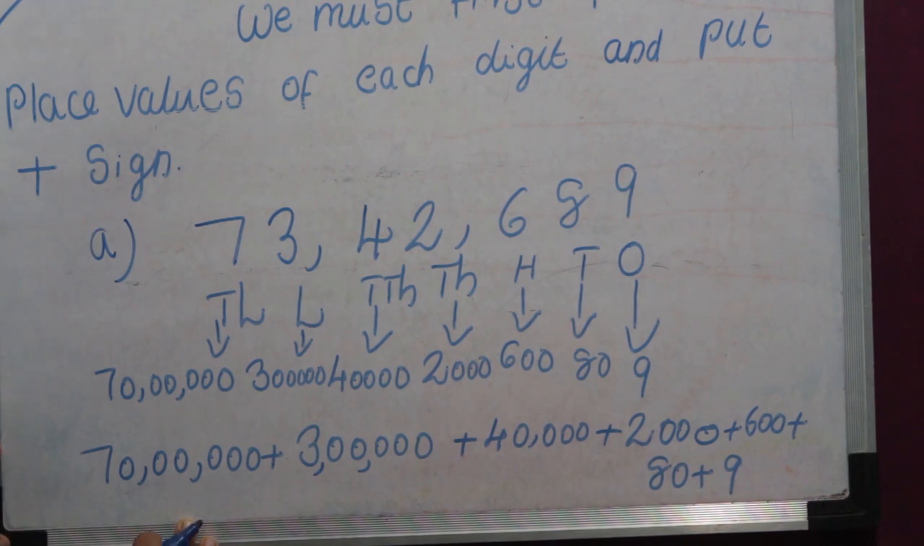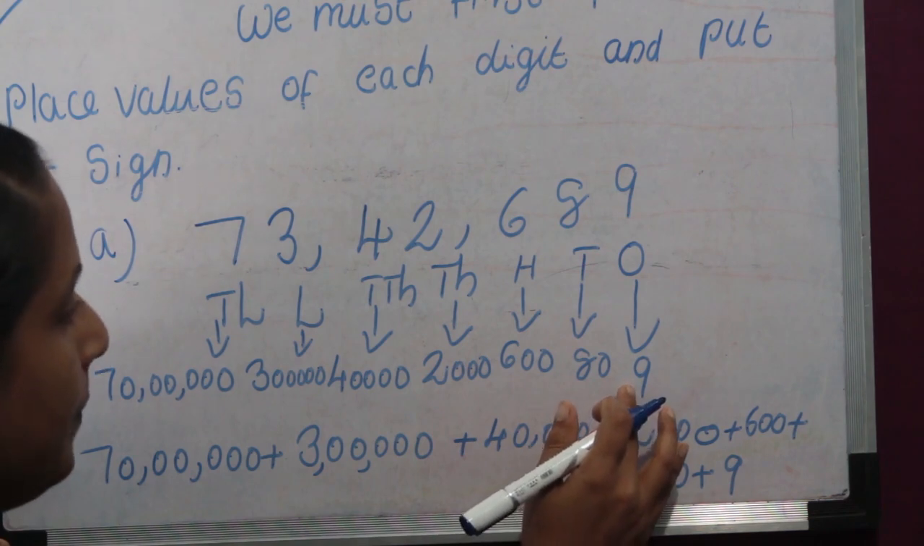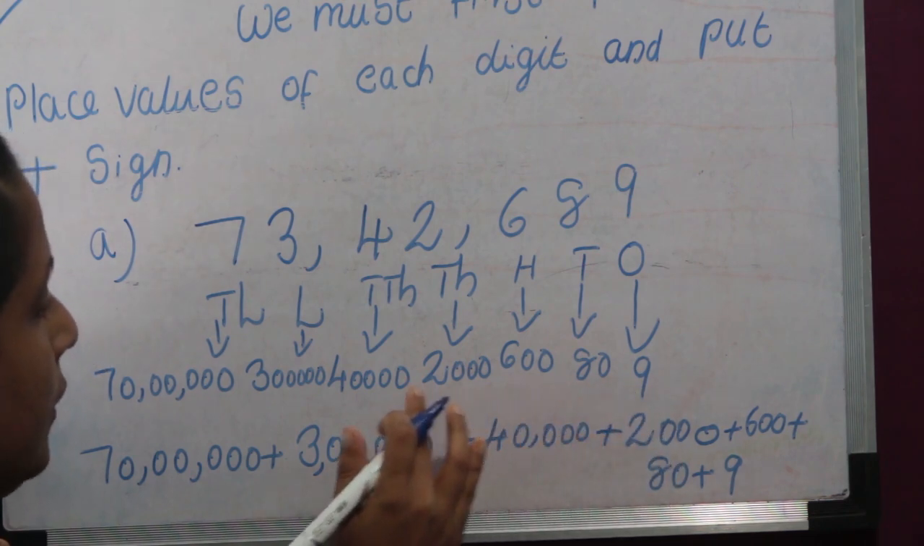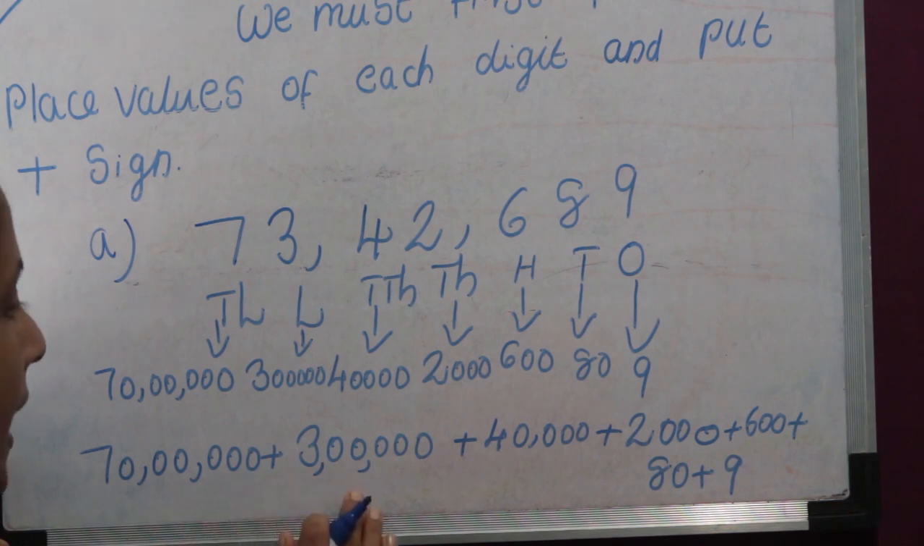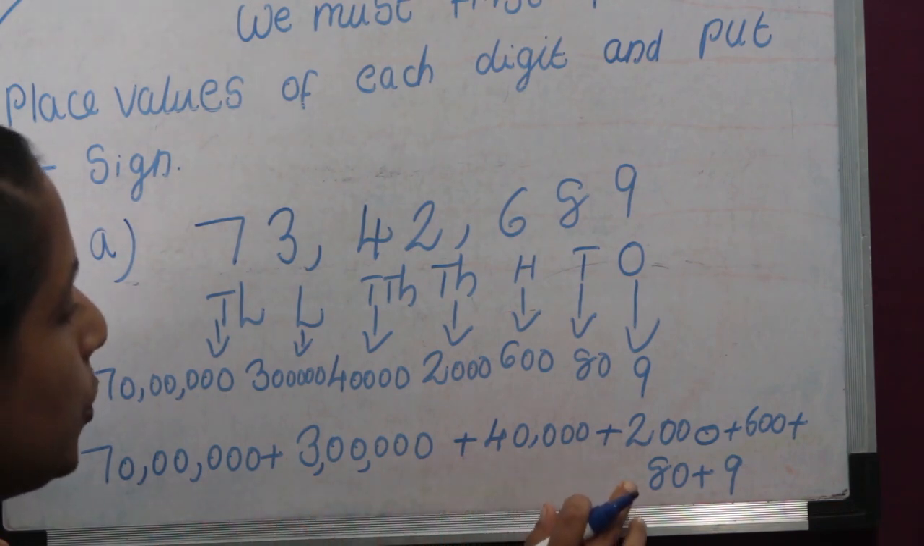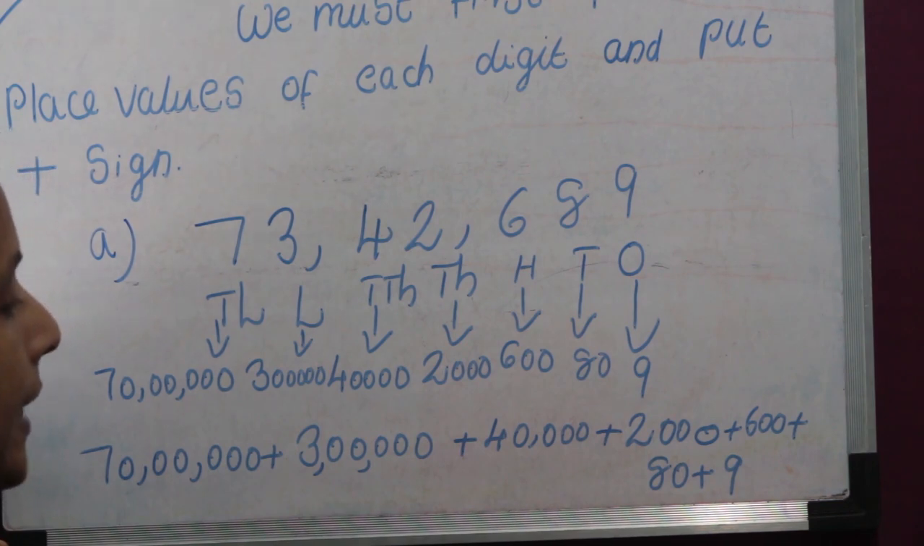Once again I explain. Consider the number 73,42,689. First we write the places of each digit: ones, tens, hundred, thousand, 10,000, lakh, 10 lakh. Next we write the place values of each digit, that is 9, 80, 600, 2000, 40,000, 3 lakh, 70 lakh. Then we put the plus sign, that is 70 lakh plus 3 lakh plus 40,000 plus 2,000 plus 600 plus 80 plus 9. So we get the expanded form of the given number.